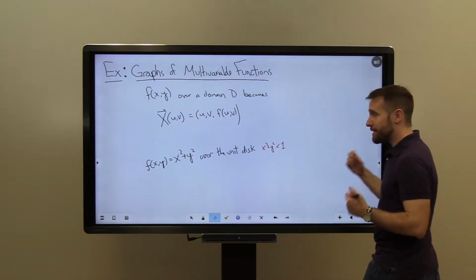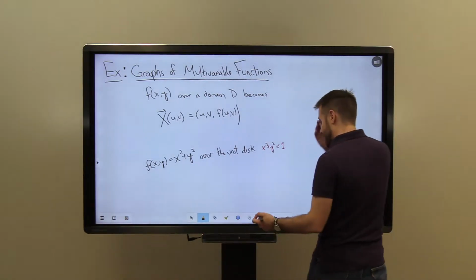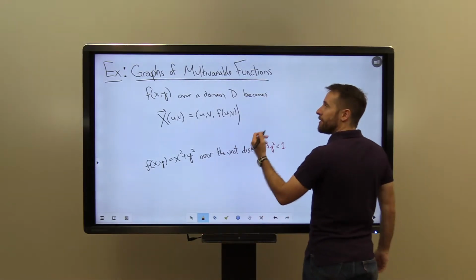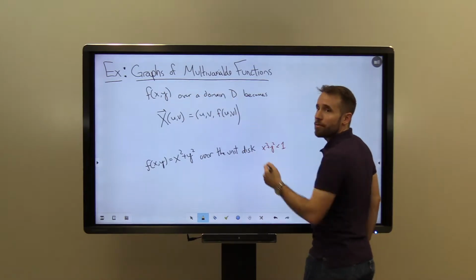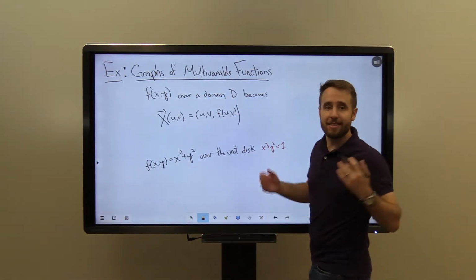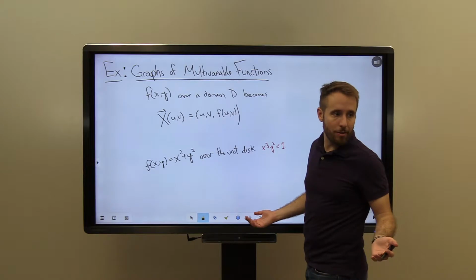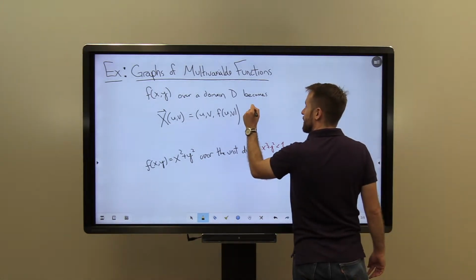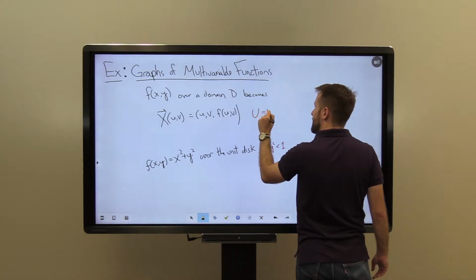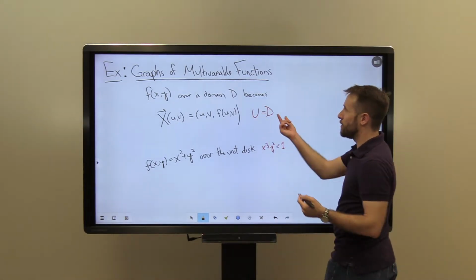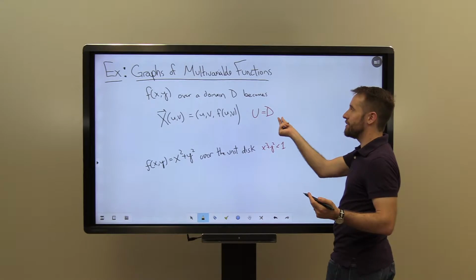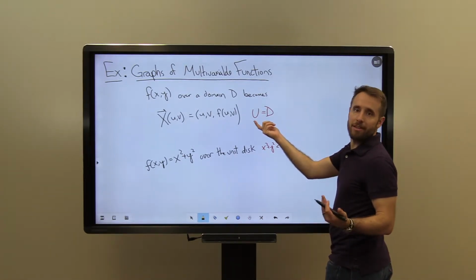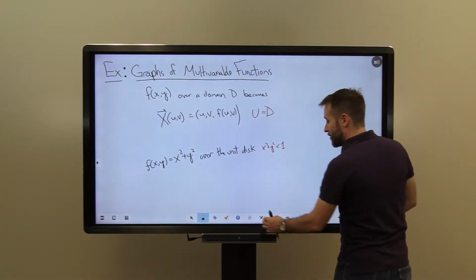Now, as an explicit example, and not to get ahead of ourselves, this function was defined over a domain D. If D is a nice enough domain in the ways that we want it to be, then U will simply be equal to D. D, of course, had variables x comma y. It was a domain in the xy plane. U will be that same set, but in the uv plane.